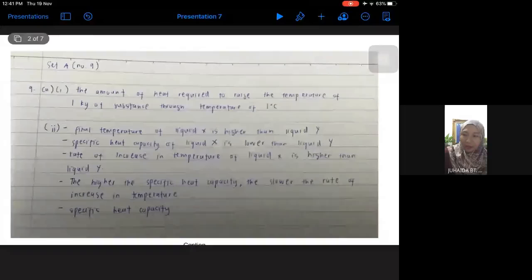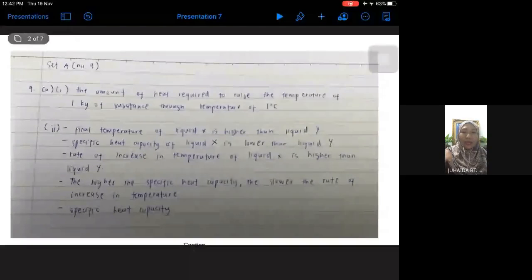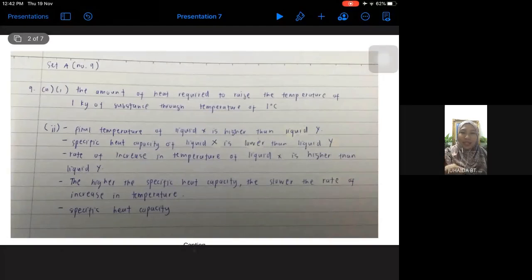Did you get it? Faham tak? So soalan tadi yang saya tanya kepada Dura, apa yang dimaksudkan dengan rate of increase in temperature? So kadar peningkatan suhu maknanya kecepatan ataupun berapa cepat dia naik suhu dia. Jadi kalau dia perlu absorb heat yang sikit untuk naikkan suhu dia, maka dia punya rate akan tinggi lah. Okay? So dalam kes ini, rate of increase temperature in liquid X is higher compared to the Y. Betul?